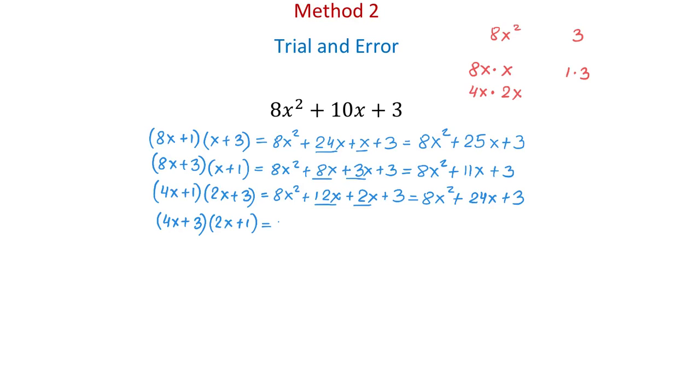4x times 2x is 8x squared. 4x times 1 is 4x. 3 times 2x is 6x. And 3 times 1 is 3. Let's add the like terms 4x and 6x, and the answer will be 8x squared plus 10x plus 3. Now as we see, the trinomial we get, 8x squared plus 10x plus 3, is exactly the same as the trinomial we started with. That means 4x plus 3 times 2x plus 1 will be the right answer to factoring 8x squared plus 10x plus 3.